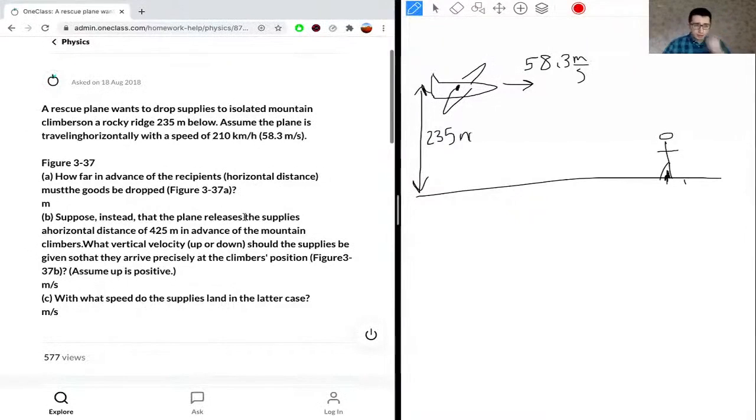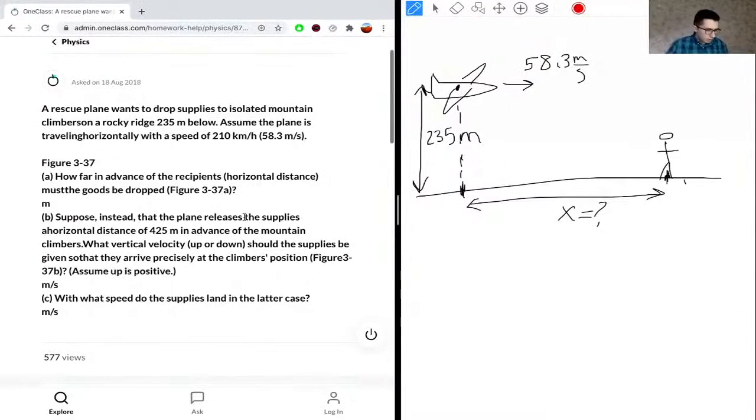And we're asked to find, in the first part of the question, so I'll just go part by part, how far in advance of the recipient's horizontal distance. So if we were to draw the horizontal distance, and let's call this x, we're trying to find what this is. How far in advance of the recipient must the goods be dropped so it can get to that person?